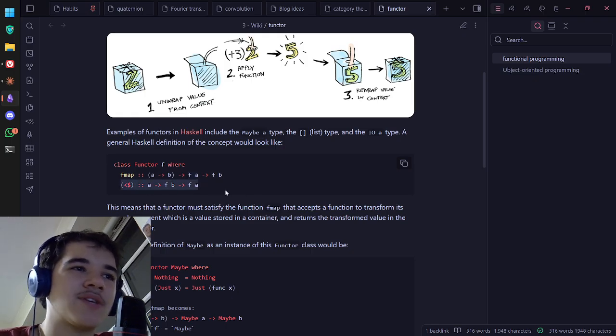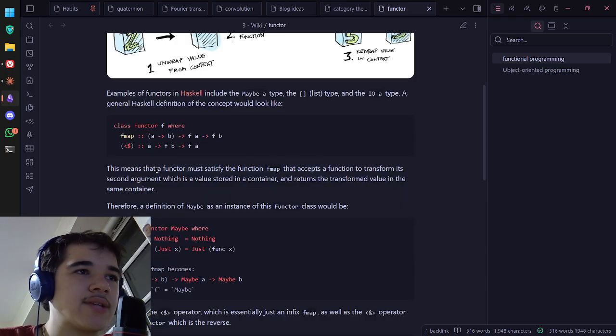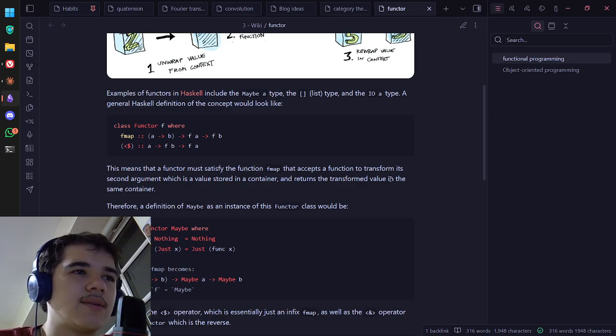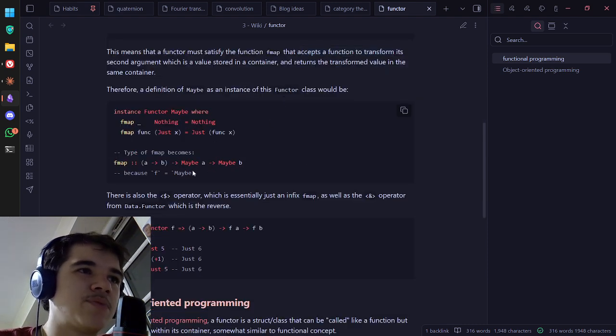And then this operator, which I forgot the name of, takes in an object A and a container B, and kind of just swaps the B for the A. I think that's what it does. So the functor must satisfy the function fmap that accepts a function and changes the contents. Already said that.